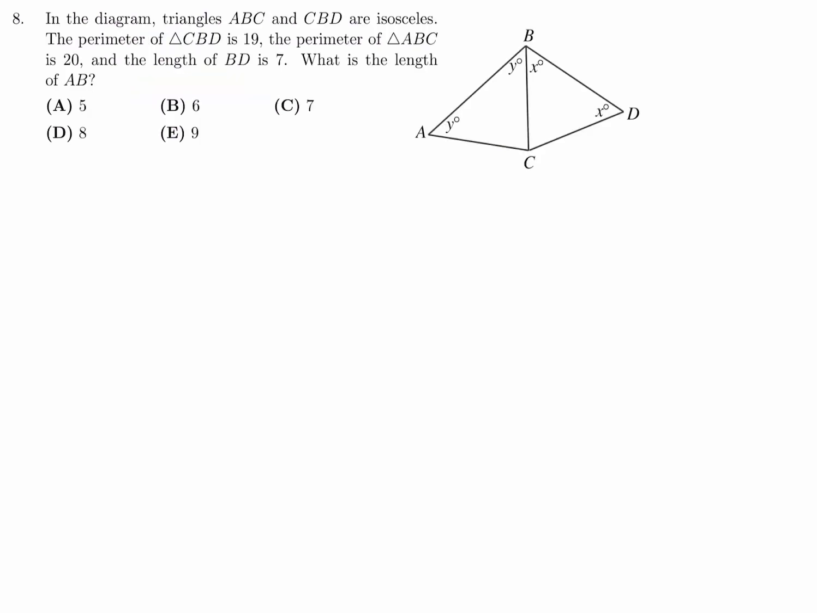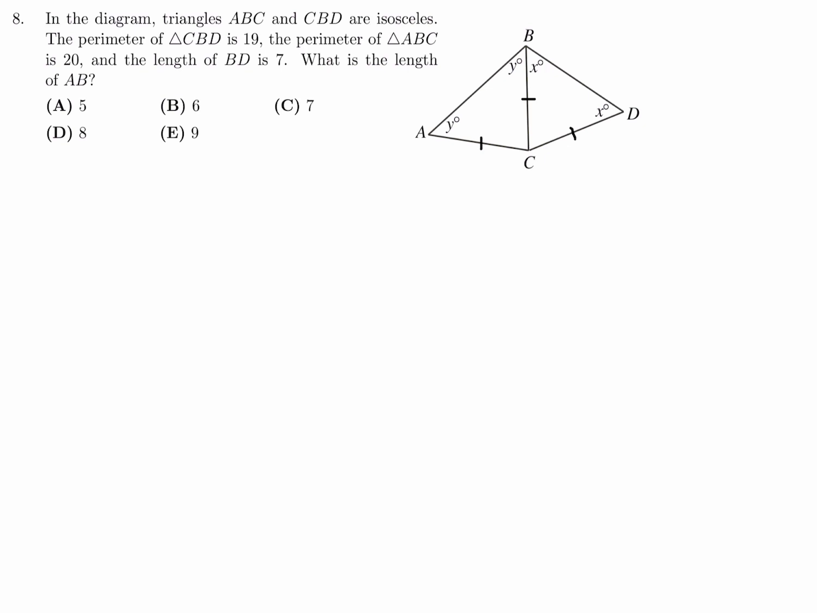In the diagram, triangles ABC and CBD are isosceles. The perimeter of triangle CBD is 19. Perimeter of triangle ABC is 20. The length of BD is 7. What is the length of AB? So since this is an isosceles triangle, this is the same as that in terms of length. And similarly, this is also an isosceles triangle, so this is the same as that.